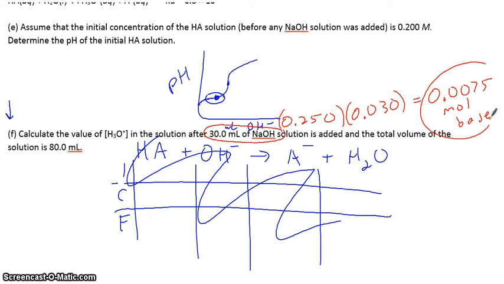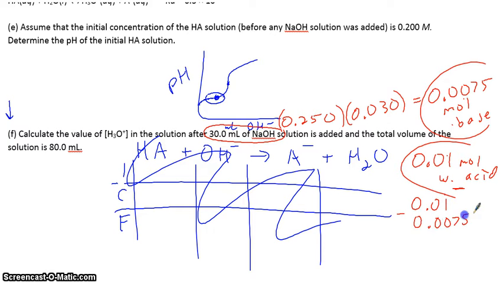Now, the acid that we have, we figured out that we have 0.01 moles of the acid. This is the weak acid, and we know this from part C above. So we've put this much base against this much acid. It turns out that all the base will be neutralized by the acid, so there's a little bit of weak acid left. In fact, 0.01 minus 0.0075 gives us 0.0025 moles of acid left.